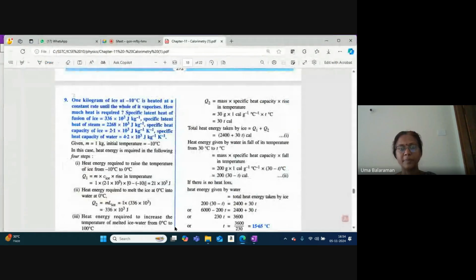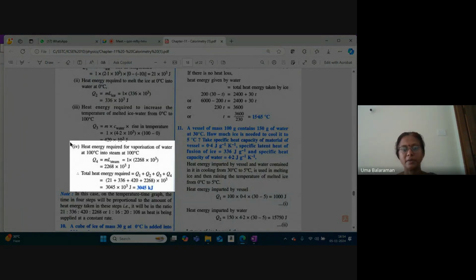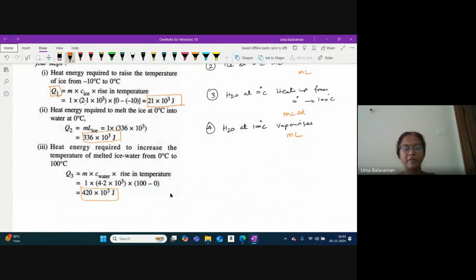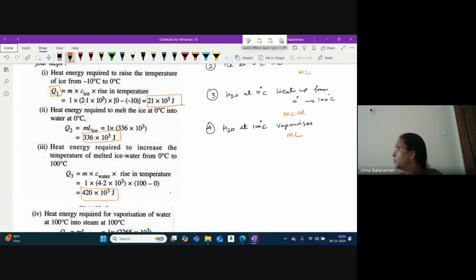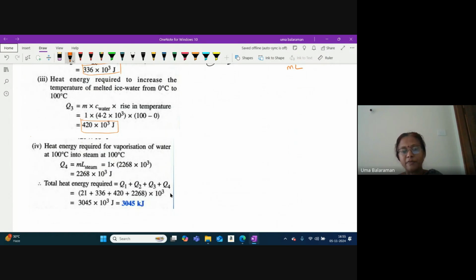So the fourth step, we have to use the proper values. They've given so many values. So if by a silly mistake you take the wrong value, it's gone. M into L of steam. So total energy is Q1 plus Q2 plus Q3 plus Q4. So you need this much kilojoule of energy.